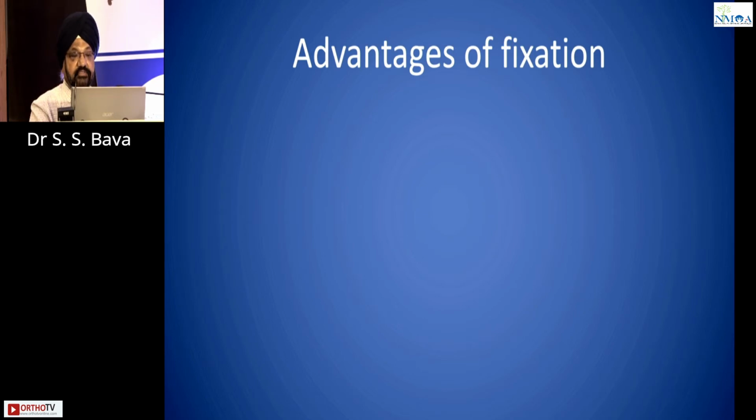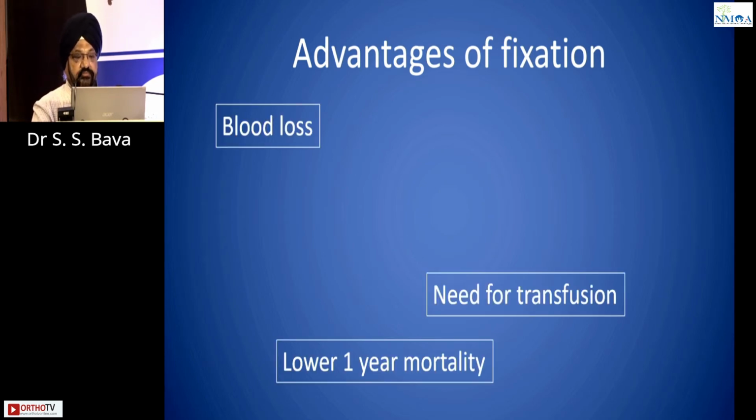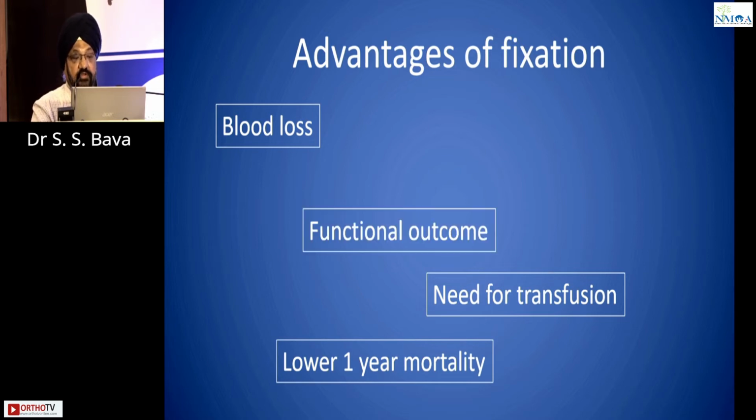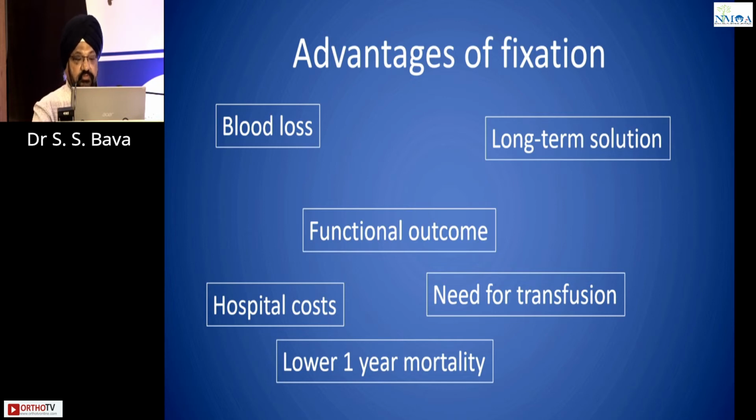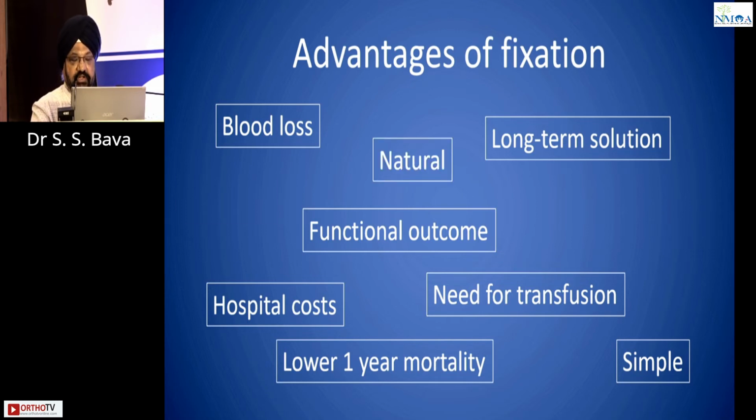The advantages are that blood loss is minimal and therefore there is no need for transfusion. There is lower 1-year mortality. Functional outcome with fixation, PFN, is better, because after union the patient can sit square and cross-legged. Then there is a long-term solution; you don't need to revise it once fixation and union have occurred. Hospital costs are less because of shorter surgery time. It is a simple procedure with natural healing.